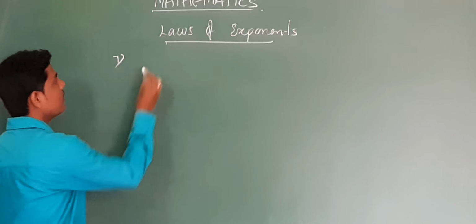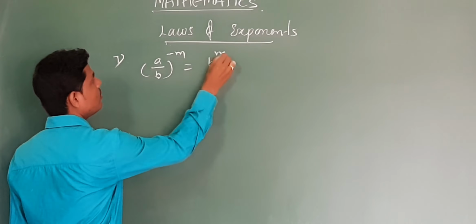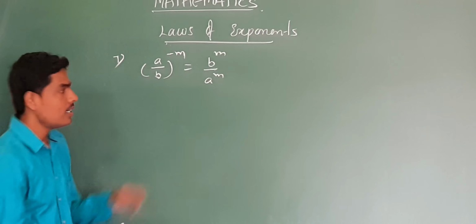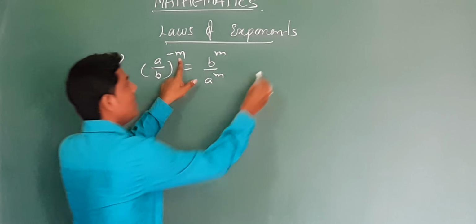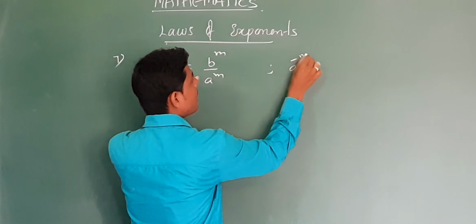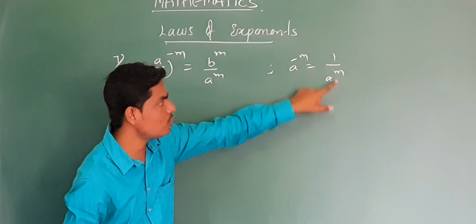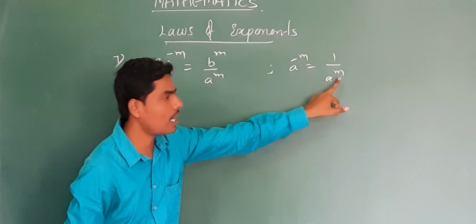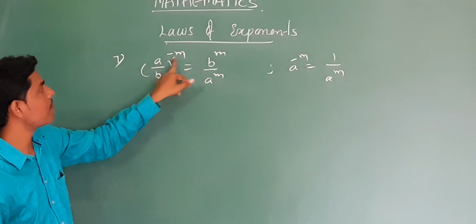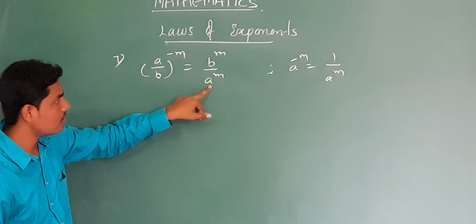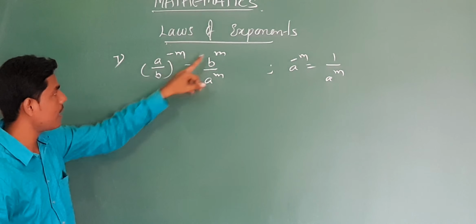Next formula is a by b whole to the power of minus n, which is equal to b power n by a power n. a by b is a fraction, but it is a negative power. Previously, the sixth formula is a to the power of minus n is equal to 1 by a to the power of n. So here this negative power, when it comes to the denominator, becomes positive. In the same way here also, a by b whole to the power of minus n, this a comes to the denominator and b goes to the numerator. So the powers are becoming positive.